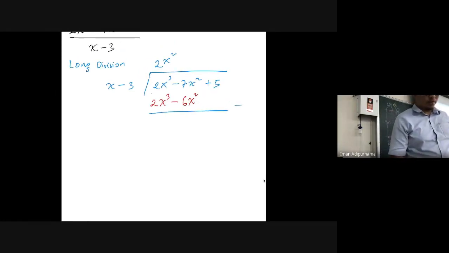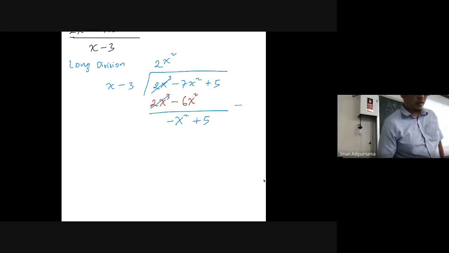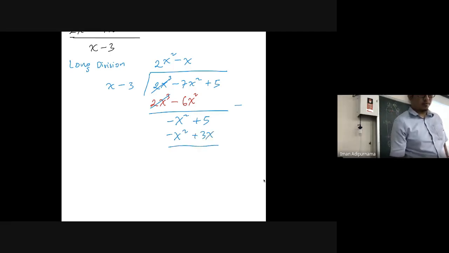This will cancel. It will be negative x squared plus 5. Negative x squared, I need to multiply with negative x, right? So it will be negative x squared plus 3x, and then minus.